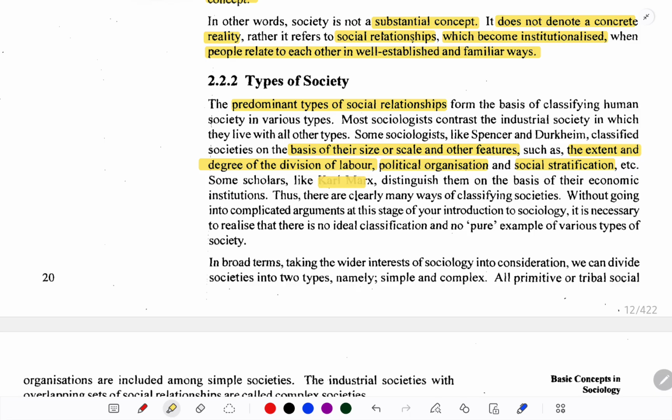Some scholars, like Karl Marx, distinguished them on the basis of their economic institutions. Thus, there are clearly many ways of classifying societies. Without going into complicated arguments at this stage of your introduction to sociology, it is necessary to realize that there is no ideal classification and no pure example of various types of society.